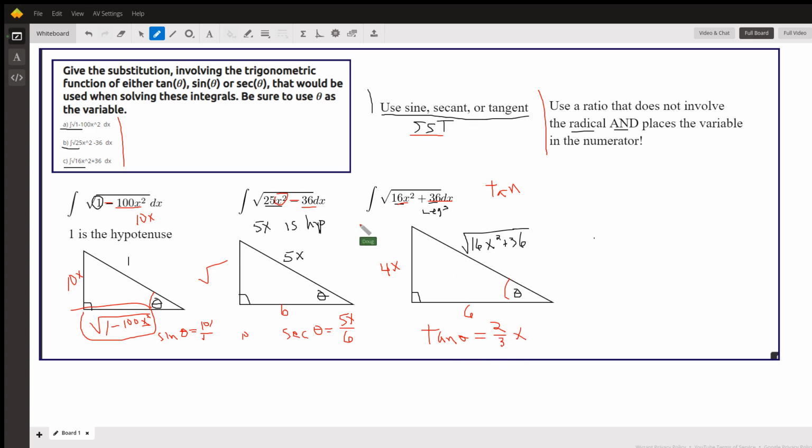Solve for x, square both sides, substitute. You'll see that in terms of theta, the radical disappears.